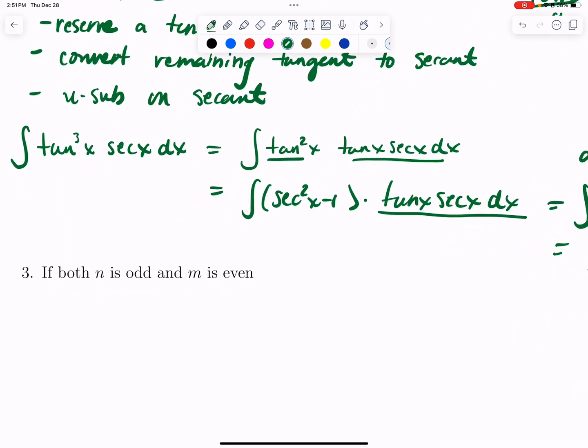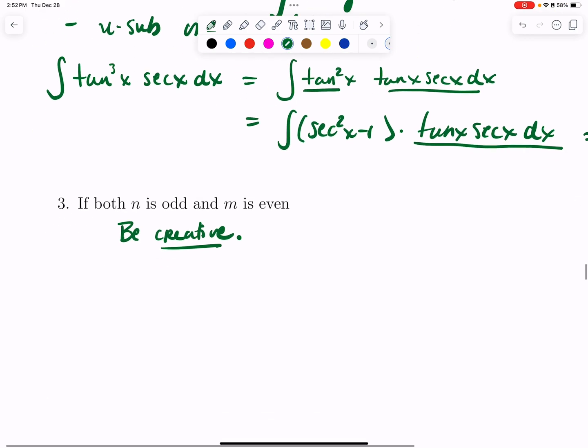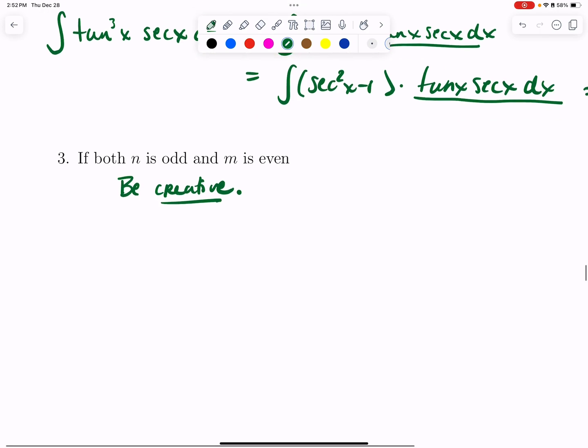If both n is odd and m is even, then we might need to be creative. So I realize that's not a straightforward answer, but it's not a clear-cut answer in this case. But I do want us to make sure we know how to find the cases like, what if it's just this? So tangent x is odd, and the power on secant is 0, which is even. So how are we going to do that? You probably did do this back when you did u subs in Calc 1, but let's just go ahead and do this one to make sure that we are on the same page.